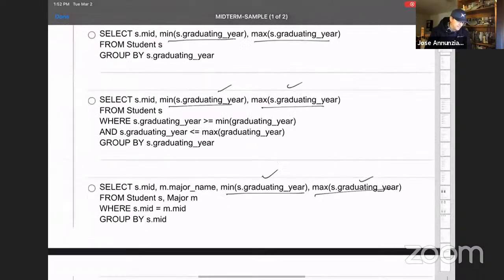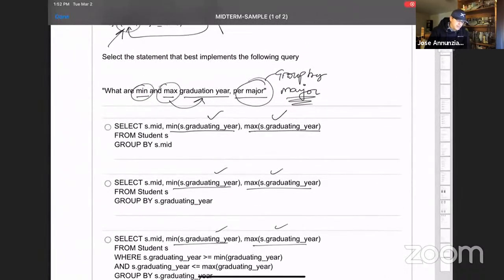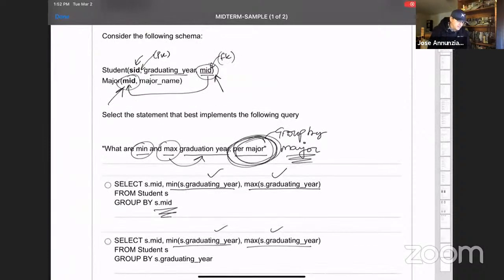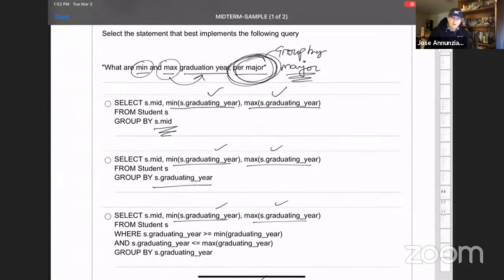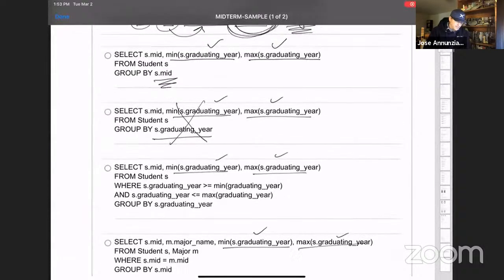So let's keep going. It also looks like we are grouping by the major. So let's see where we can find things that we are grouping by the major. Well, here, okay. That's grouping by this one over here. Whereas this one is grouping by the year. That makes no sense, right? We don't want to group by the graduation year. We either want to group by the major ID here or the foreign key over here. So that one's no good.